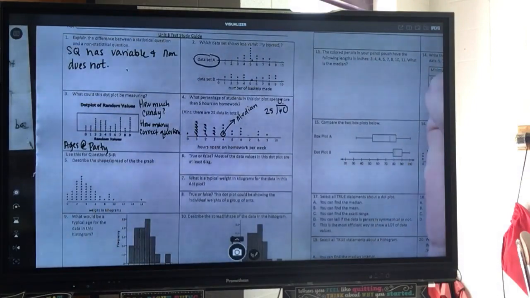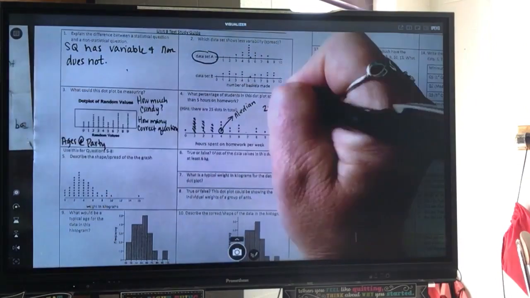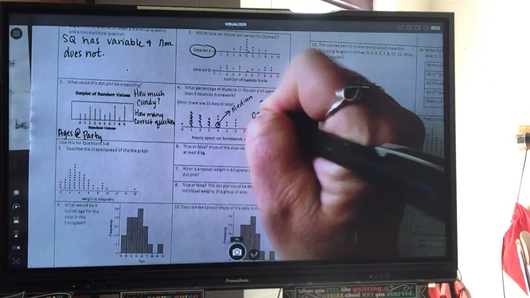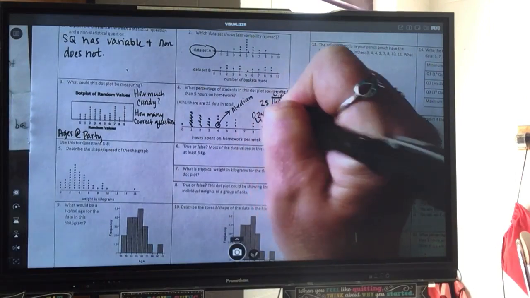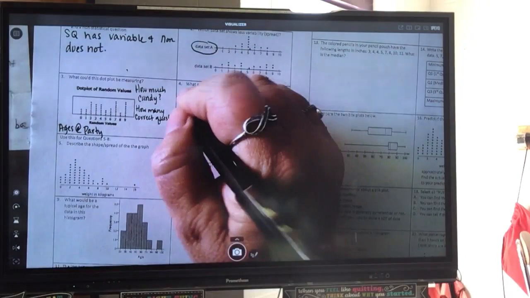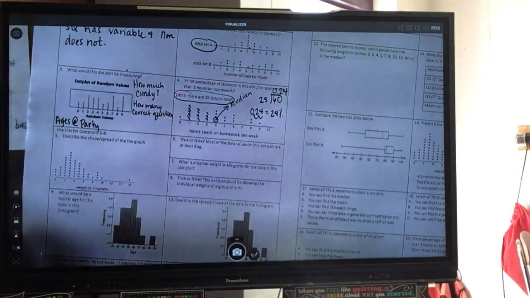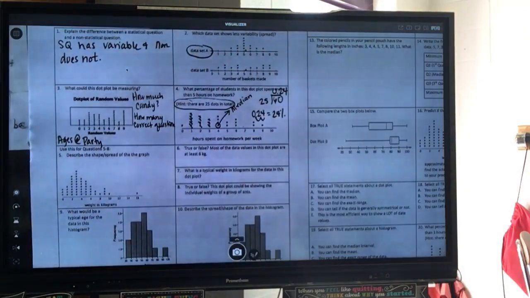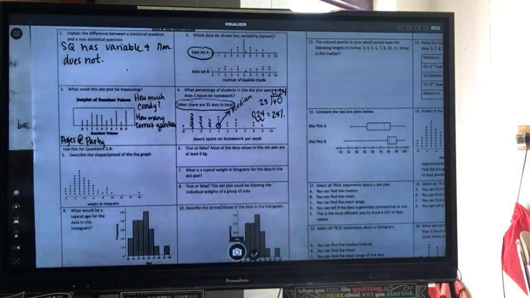I got 0.24. Alright, so you end up with 0.24, and when we take 0.24 and change it to a percent, you end up with 24%. So that is how many students spent more than 5 hours on homework. Alright, also they give you this hint right here about your data. So if they give you hints and whatnot, use those hints. Okay? Alright, let's go on to the next one.